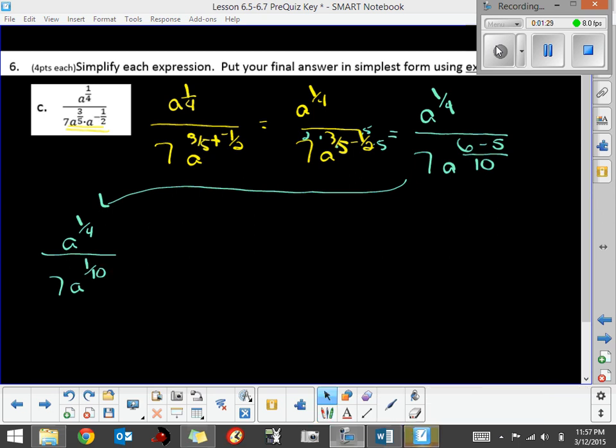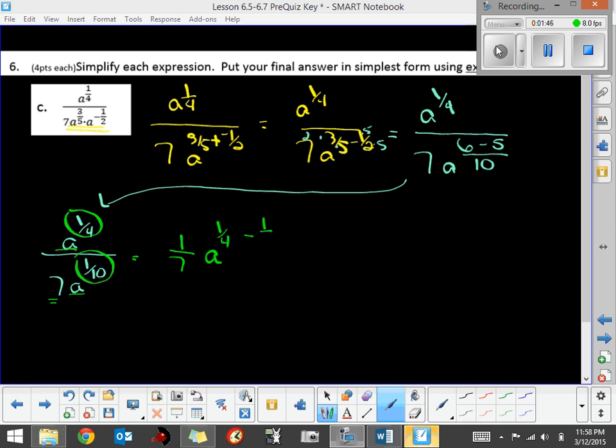So now I'm going to use our quotient rule, so when we divide like bases, we take our exponents and we subtract them. So I'm going to pull out the 1/7. Multiplying by 1/7 is the same thing as dividing by 7. I think it's just a little bit cleaner. And now I've got a to the 1/4, and I'm supposed to subtract 1/10.